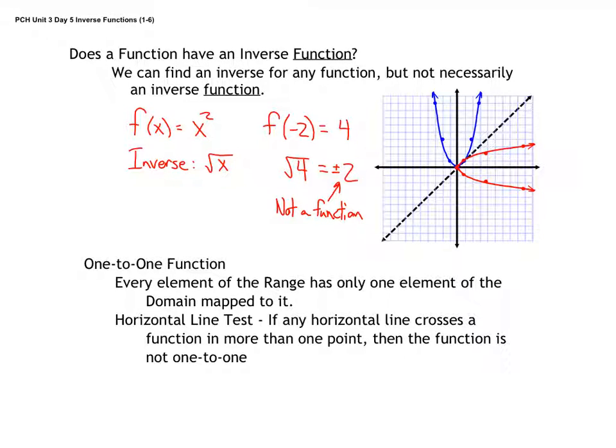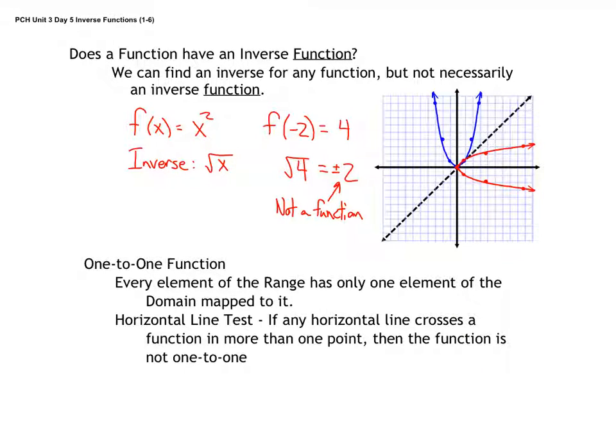Now, the only way I could do that is by limiting the domain, and we'll take a look at that in a second. But what 1 to 1 means is every element of the range only has one element of the domain mapped to it.